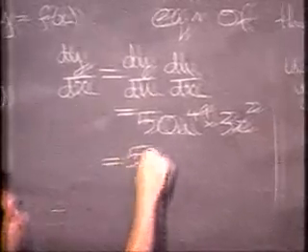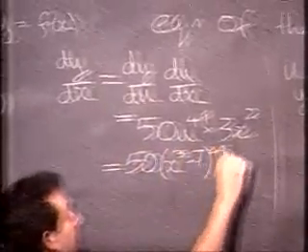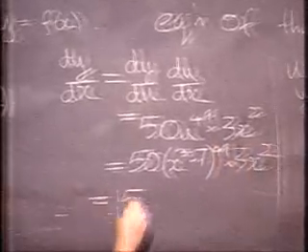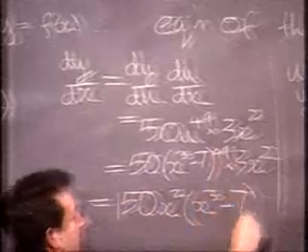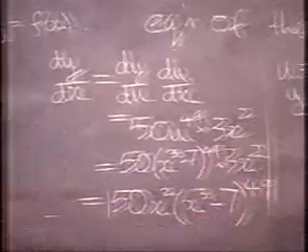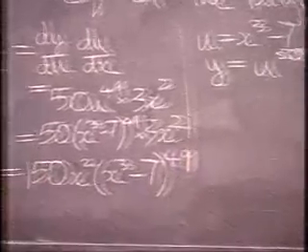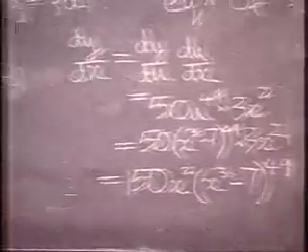So this is 50(x cubed minus 7) to the power of 49 times 3x squared, which I might as well tidy up to be 150x squared times (x cubed minus 7) to the power of 49. Okay, now I have just found the general derivative of y in terms of x. But that's not what the question is.